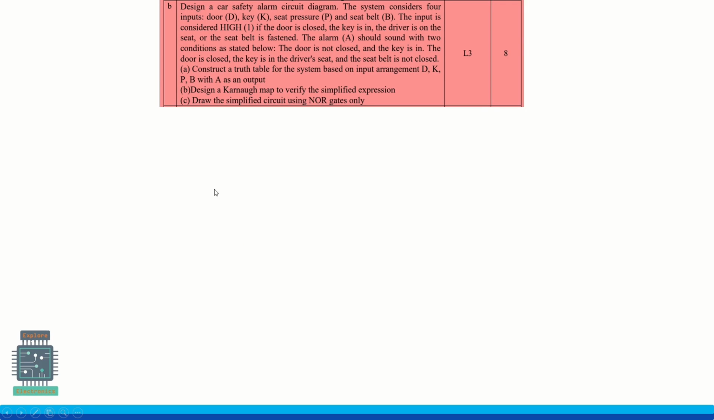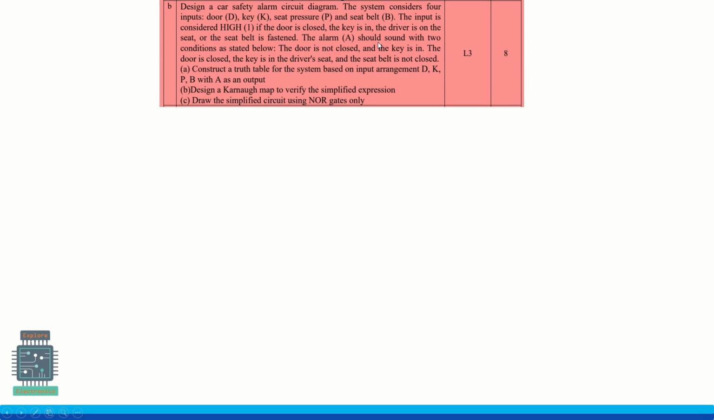So let us see the problem. Design a car safety alarm circuit diagram. The system considers four inputs: door, that is D, key K, seat pressure P, seat belt B. The input is considered high, that is logic 1, if the door is closed, key is in, driver is on the seat, or seat belt is fastened. If these are the conditions, we need to consider the input as 1.